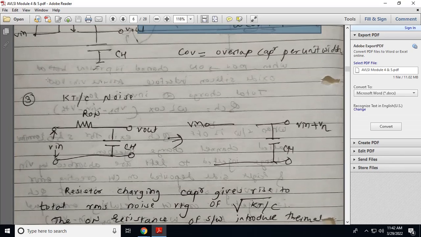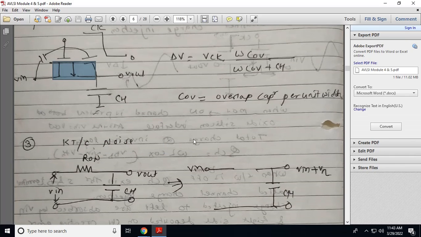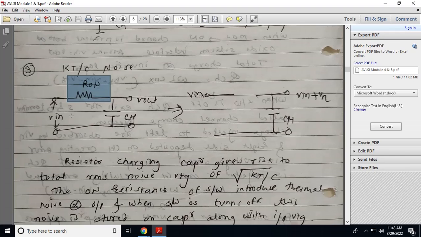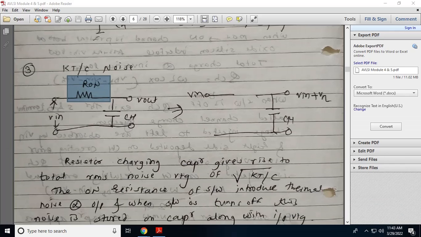Now next is kT by C noise. A MOSFET can be represented as a resistor between source and drain. So resistor and capacitor charging will give rise to the total RMS noise voltage, that is, the square root of kT by C. So the on resistance of the transistor will give the thermal noise.